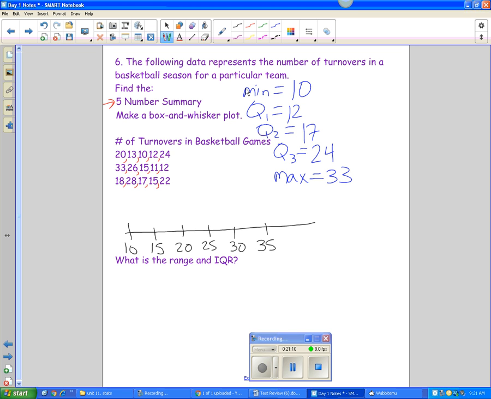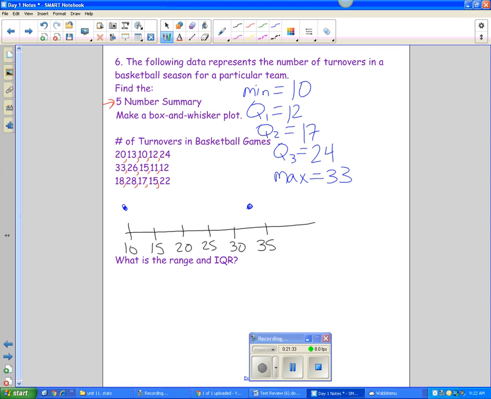Okay, so to make a box and whiskers, you put a point at the lowest number. So what's the lowest number? 10. So I put a point above it. Then I'm going to put a point at the highest number. What's the highest number? 33. So that's between 30 and 35. I put another dot.